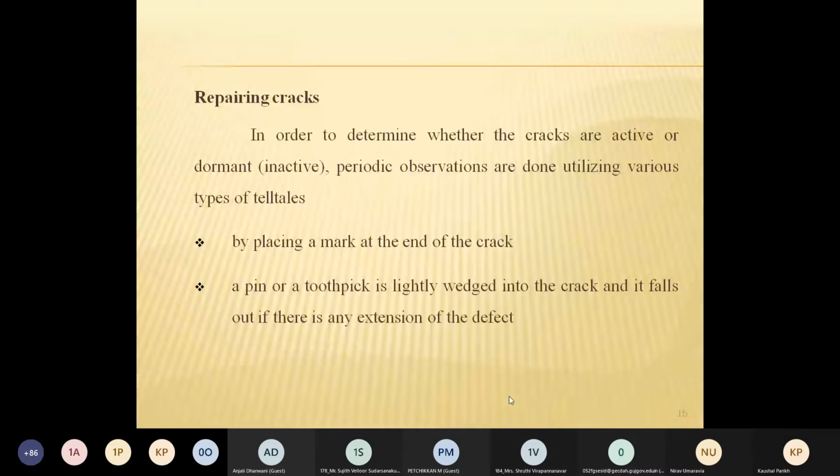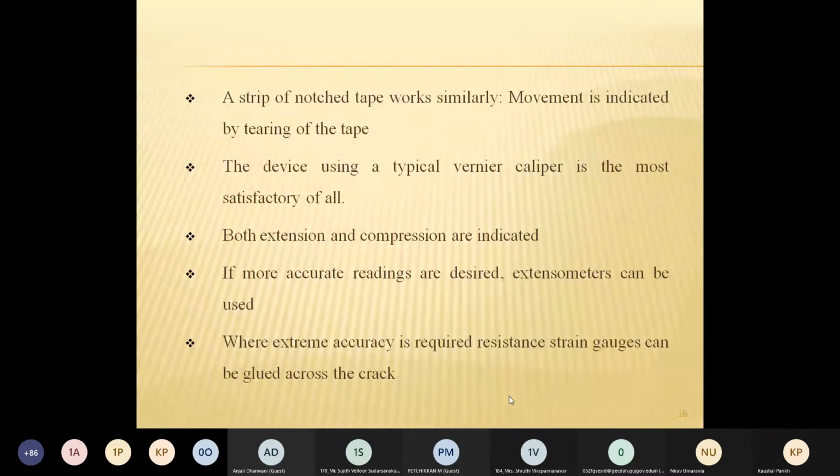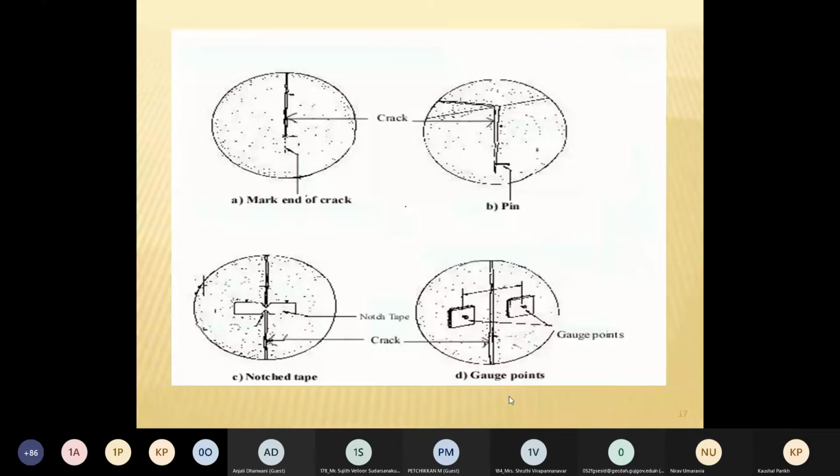A strip of tape works similarly; here the movement is indicated by tearing of the tape. If you look at the image over here, figure C, the tape is visualized over the crack. If the crack elongates, meaning it is active, then this tape will be torn, and it will be determined that the crack is active.